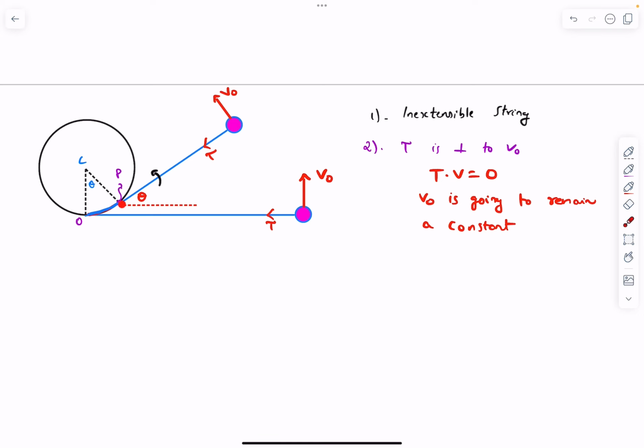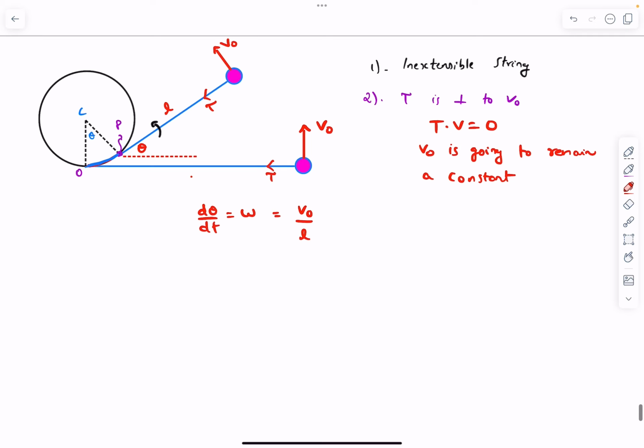Now we know this point P acts like an instantaneous axis for the string and mass system, right? So we can write down d theta by dt, which is basically the omega of the line, as V naught divided by, let's say the length of the moving part of the string is L. So this will be V naught divided by L. Okay, and let's take the initial length of the string to be L naught.